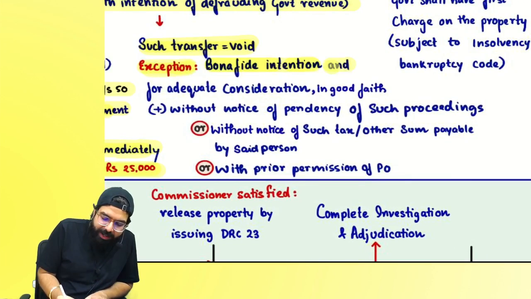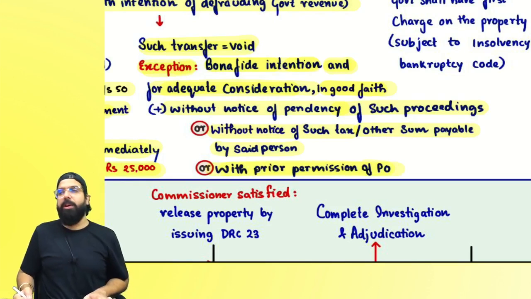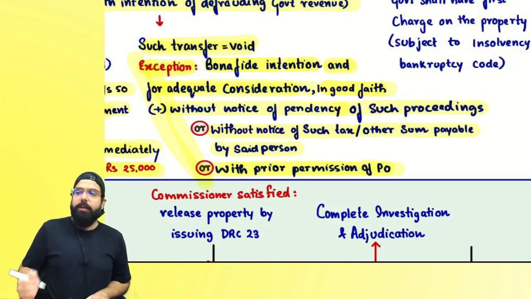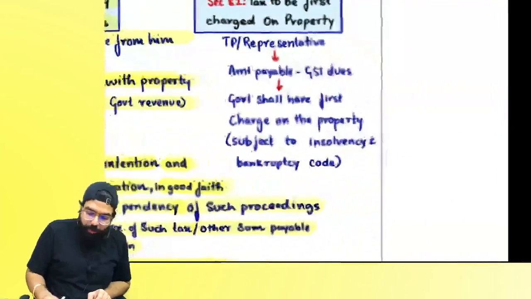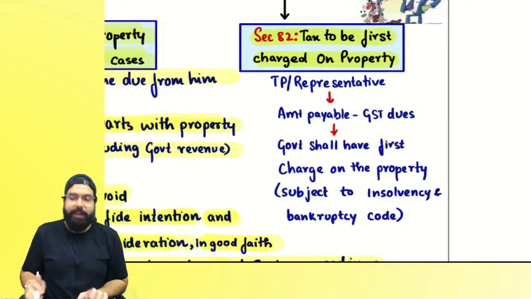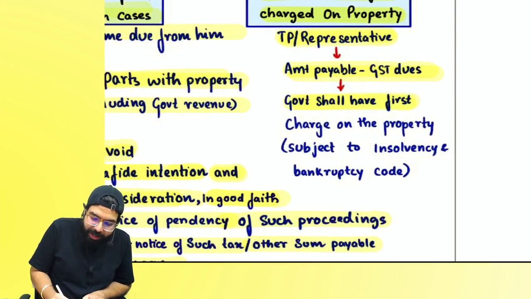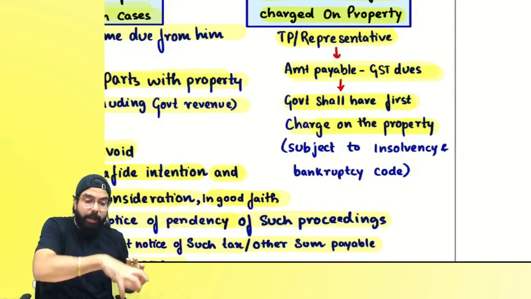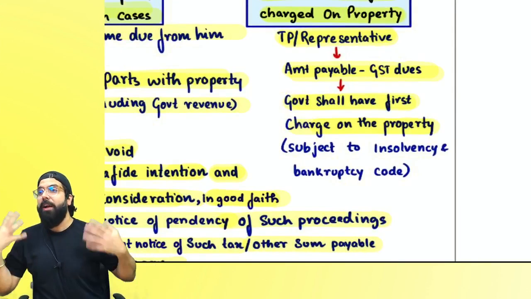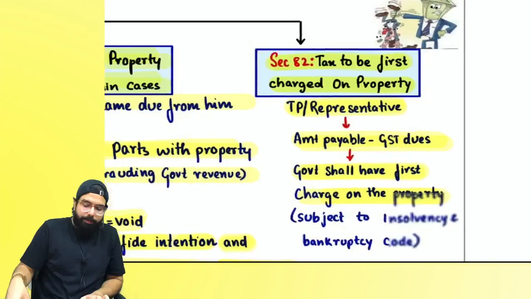If it is done with bona fide intention, plus for adequate consideration, in good faith, without notice of pendency of such proceedings or without notice of such tax or other sum payable by the said person, or with prior permission of the proper officer, then in that scenario only the transfer of property shall not be void. Then we have section number 82, tax to be first charged on the property. Always remember one thing: for a taxable person or representative, whenever the amount is payable, which is GST dues, the government shall have first charge on the property. Basically, the GST department will have first charge on your property and they will recover their dues. The GST department will stand first and recover the dues, but that is subject to IBC.